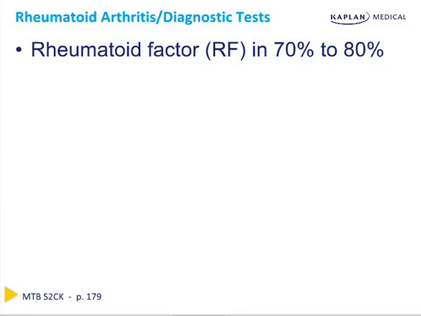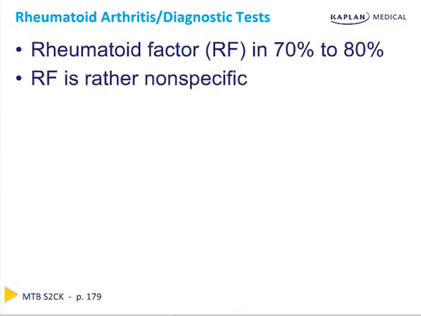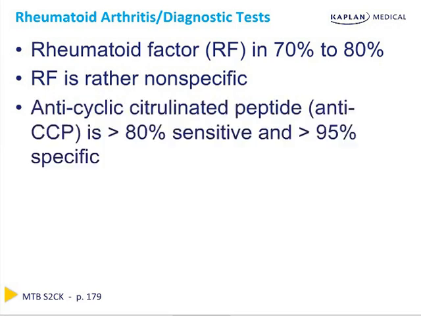How do you diagnose rheumatoid arthritis? Well, you could check a rheumatoid factor, but it's only going to be positive 70 to 80% of the time. You see, rheumatoid factor is rather nonspecific and is associated with many other autoimmune and chronic infectious diseases. The better test is the anti-cyclic citrullinated peptide, anti-CCP. It's actually greater than 80% sensitive and 95% specific. So if on a vignette they mention anti-CCP as being positive, click rheumatoid arthritis.